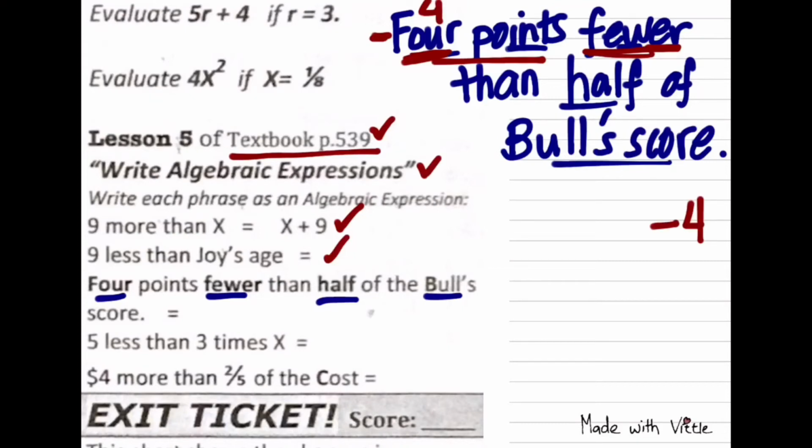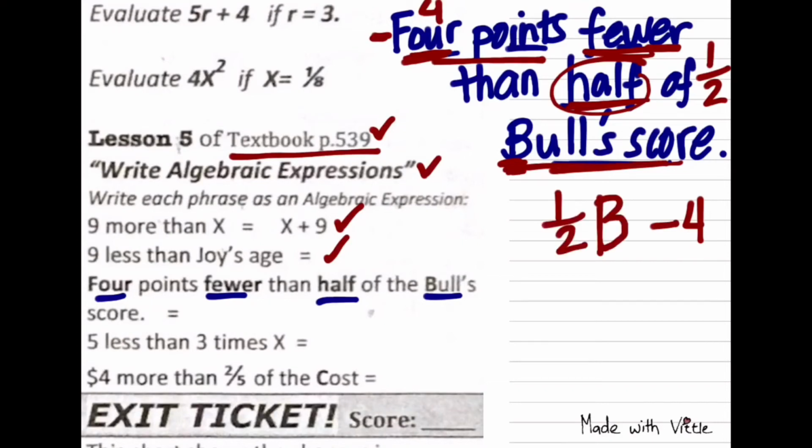Then look at the other half of your sentence. It says half of the Bulls' score. You know how to write down half, right? It's going to be 1 over 2. But half of what? The Bulls' score. Do we know the Bulls' score? No. So we will use letter B as a variable to represent their score. Therefore, the correct way to write down the algebraic expression for this is 1/2 B minus 4.